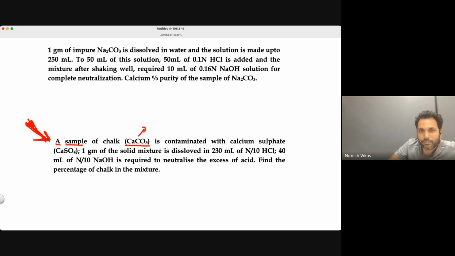A certain sample, it may not be pure, is contaminated. Okay, they're straight away saying it is contaminated. I am happy, so I'm with the person who is giving the question. Now, contaminated with what? Calcium sulfate. They have written the formula also, calcium sulfate. Good.